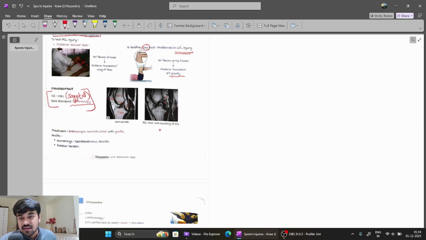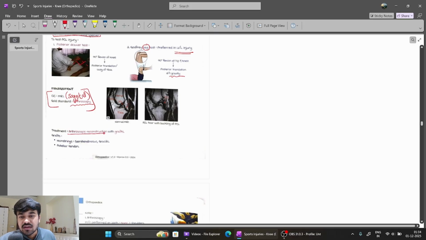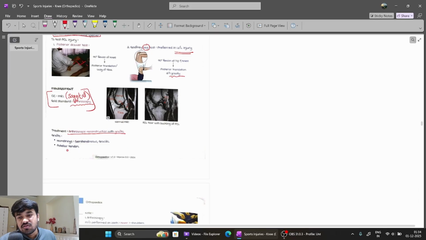joint, right? Coming on to the treatment, it is arthroscopic reconstruction with grafts. And which grafts do we use? We either use the hamstring graft, the semitendinosus graft, gracilis graft, or we can use the patellar tendon graft, right? So arthroscopic reconstruction is done using grafts from either the hamstring muscles, semitendinosus and gracilis, or using the patellar tendon graft. Alright, so this completes the third section.